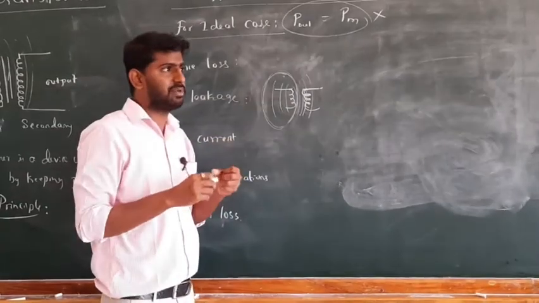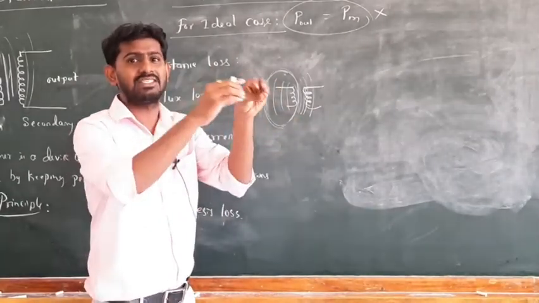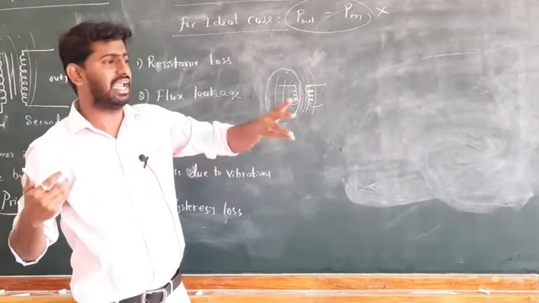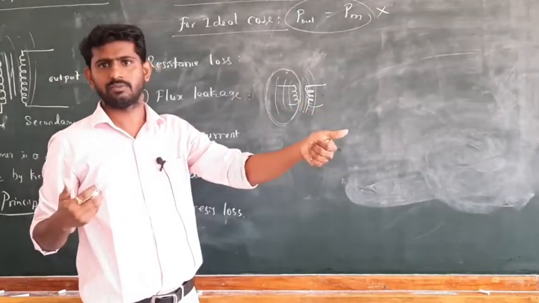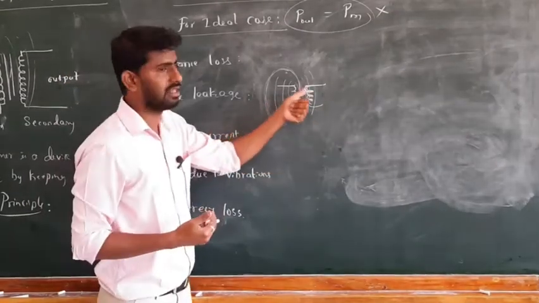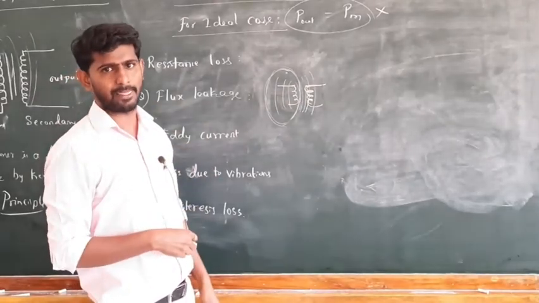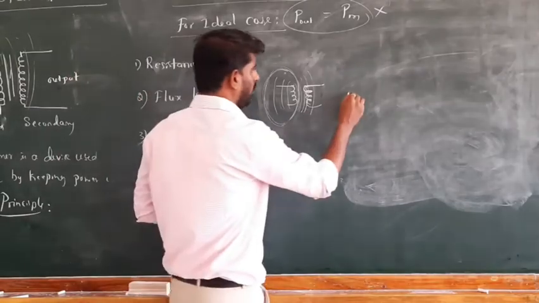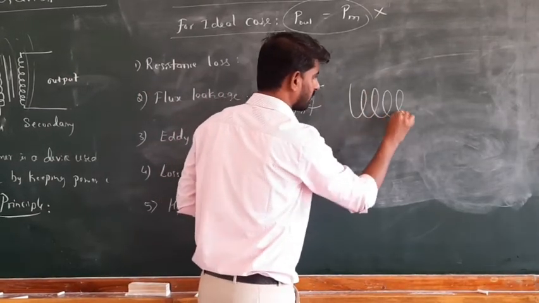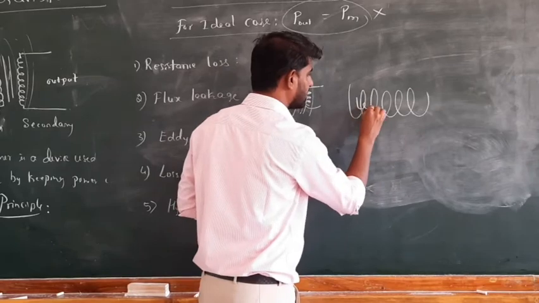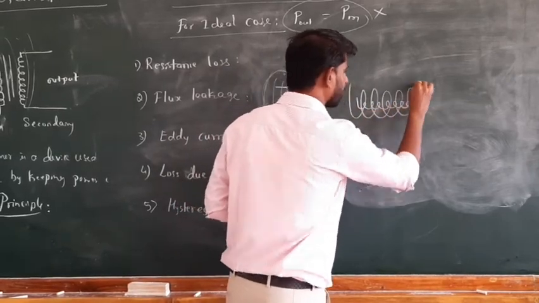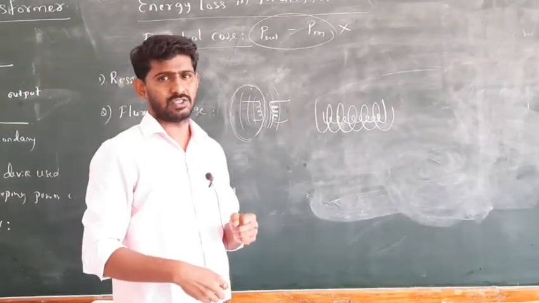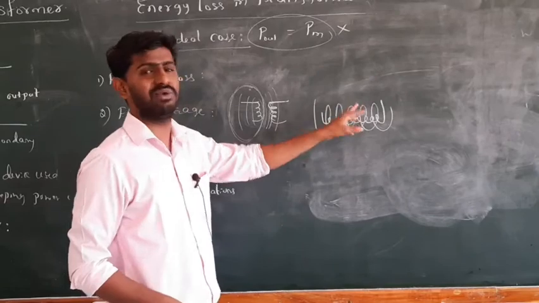So 100% of the produced flux is not utilized to induce the EMF in the secondary coil. A part of the flux is leaked out without inducing the EMF in the secondary coil. So this becomes a reason for the loss of power. Then we can minimize this also. How can we minimize this? This is the first coil and we can insert a second coil over this, by winding the primary and secondary coil one over the other, so that the whole flux will be linked with each other.